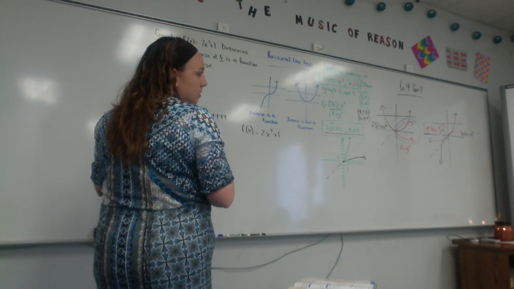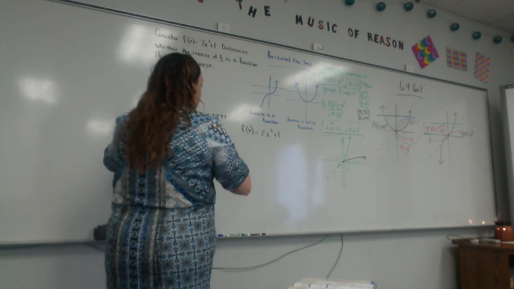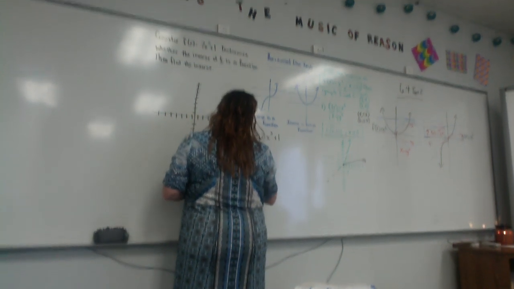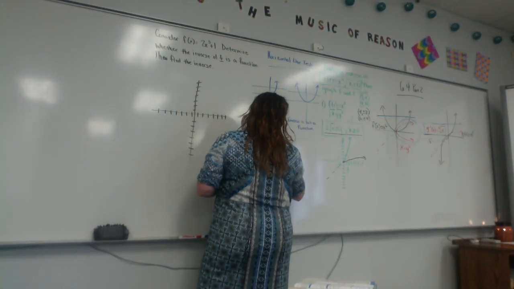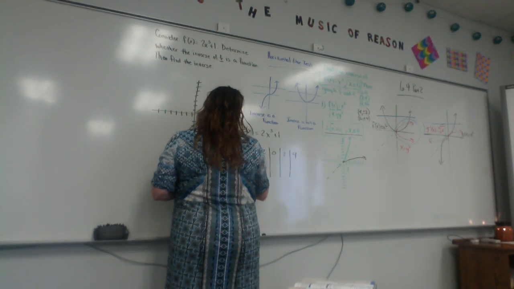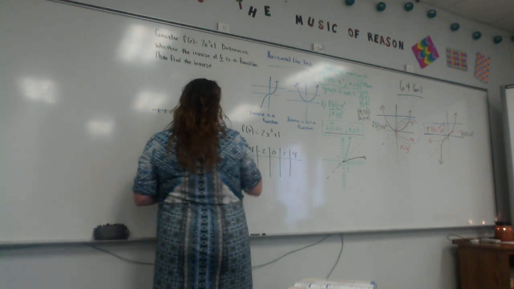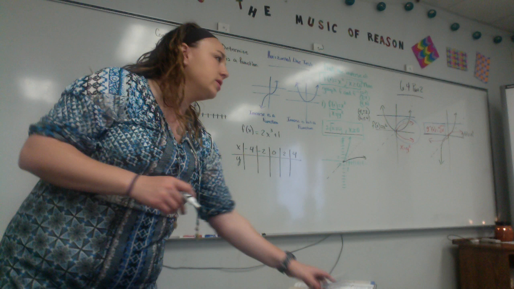Just plug in points. I'm going to plug in negatives, positives, and 0. So I'm going to plug in probably -2, actually let's do -4, -2, 0, +2, and 4, just so I can get a wider range of values. If I plug -4 into x cubed, what do you get when you plug -4 into x cubed?